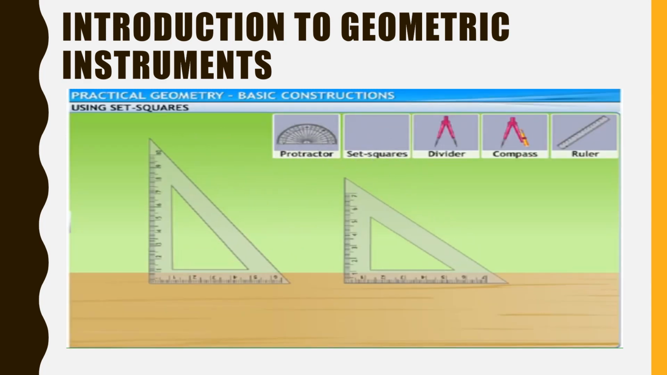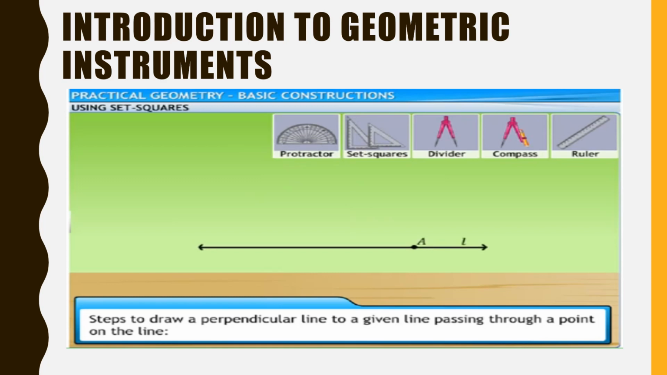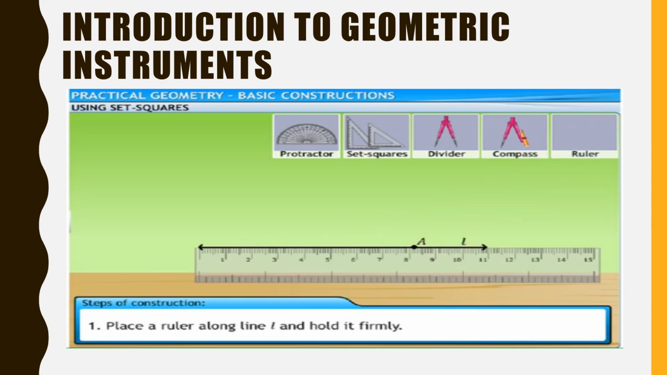Next, we'll see how we can use set squares to draw perpendicular lines and parallel lines. First, we'll draw a perpendicular line to a given line at a point on the line. Here, L is a line and A is a point on it. Let's place a ruler along line L and hold it firmly.